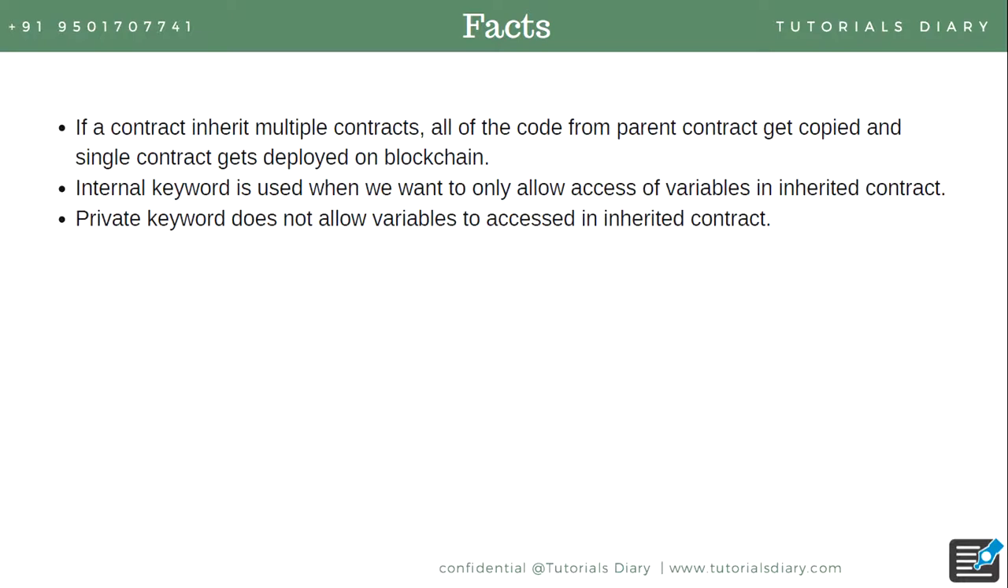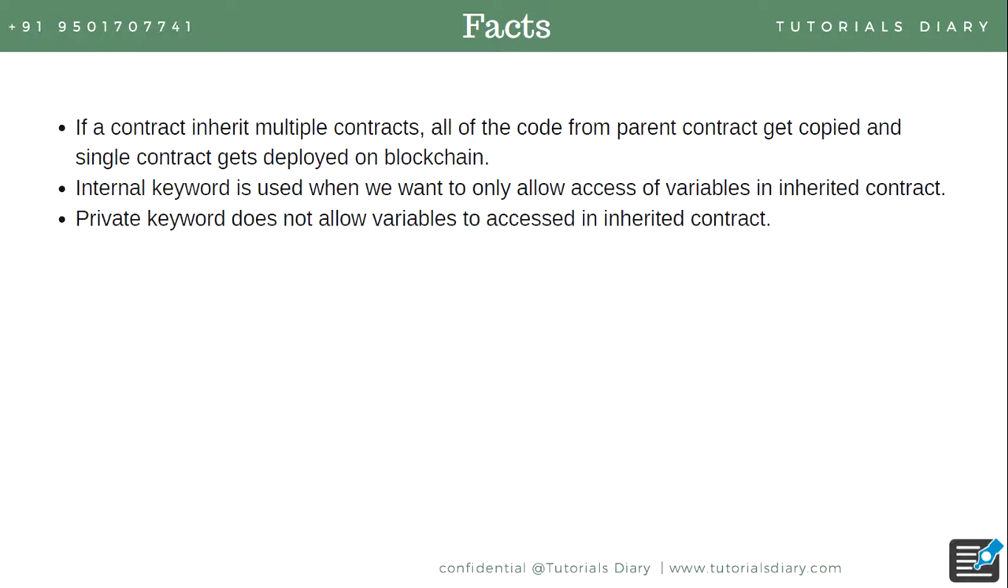There are some access modifiers here, as I just mentioned. When a child contract inherits a parent contract, it will be able to access all the functionality, all the variables and the functions. There are three main keywords: public, private, and internal. When we use the public keyword, all the variables and all the functions are accessible throughout. Anyone can access those variables, the smart contract and the functions.